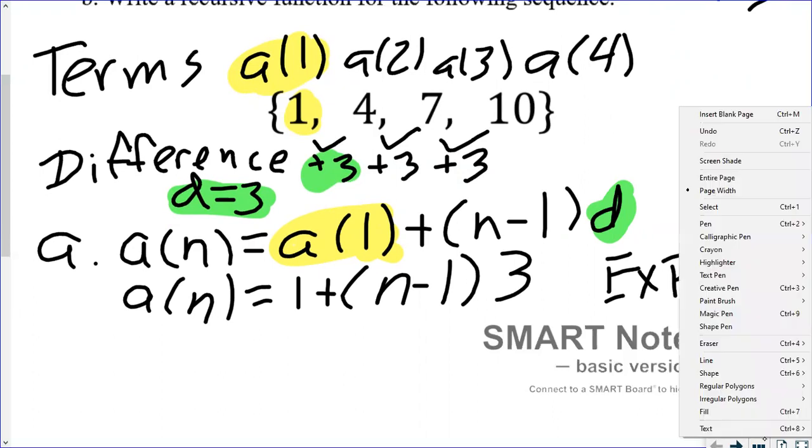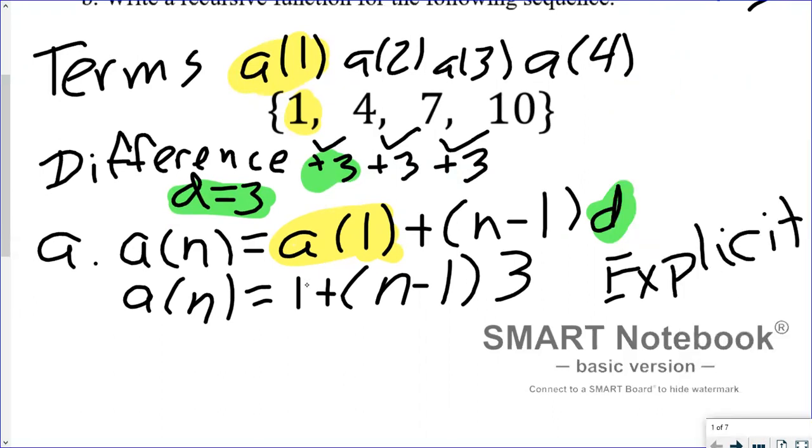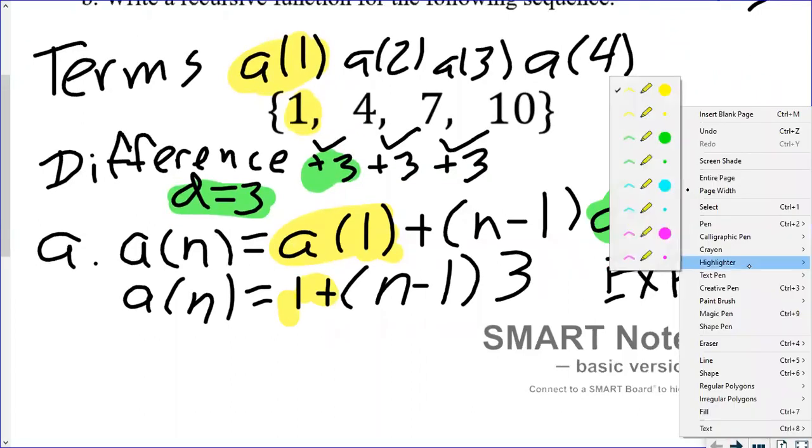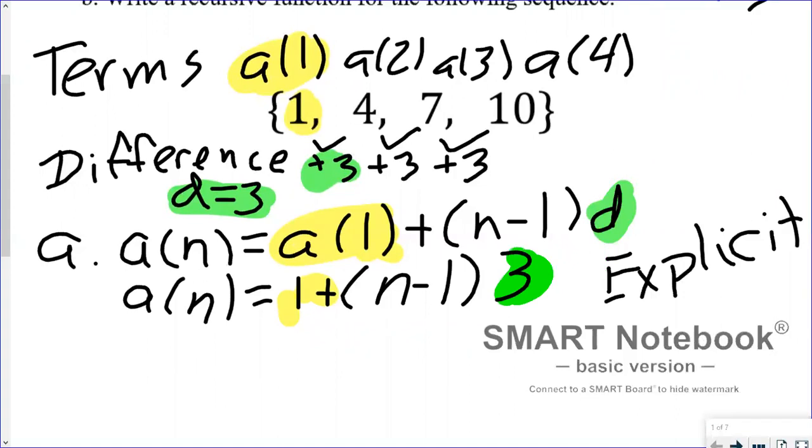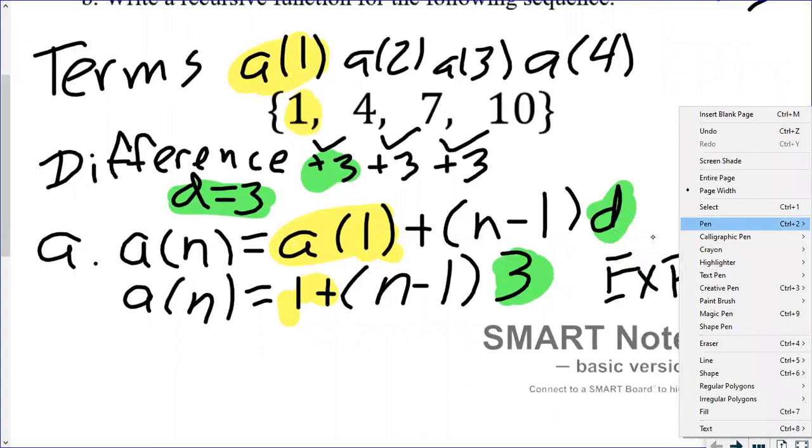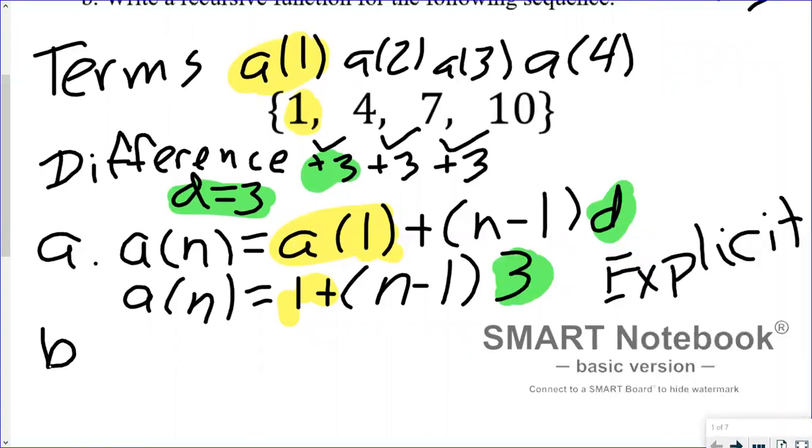And let me grab my highlighter. There's my first term, and here is my common difference, 3. And that's the explicit formula. Now to do the recursive formula, it's in the form A1.